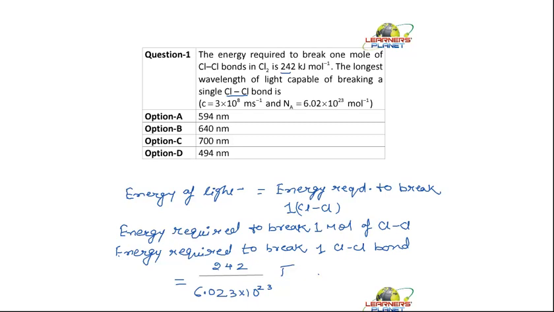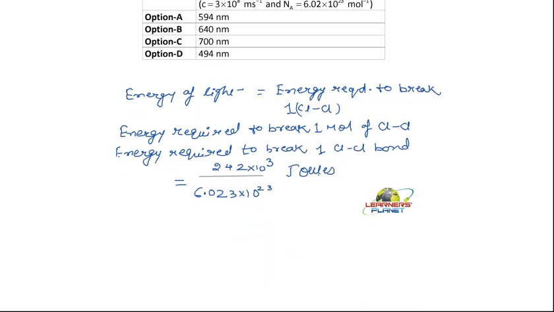right? So I think it is given in kilojoules. I'll convert it into joules. So this is multiplied by 10 to the power 3 joules. Right? Now this energy is equal to the energy of the light. So 242 into 10 to the power 3 divided by 6.023 into 10 to the power 23, that is equal to what? The energy of light, that is hc by lambda.